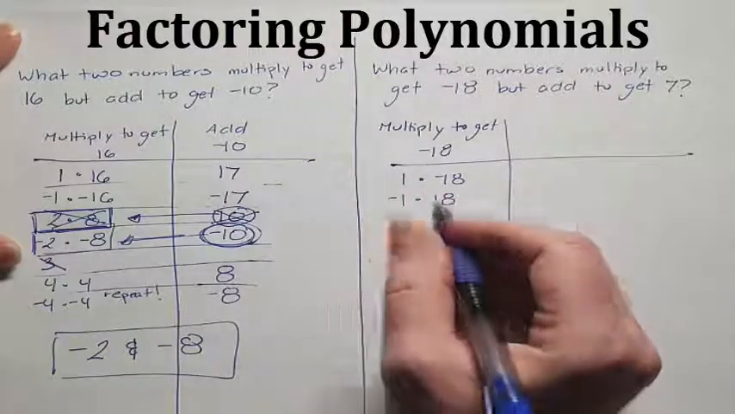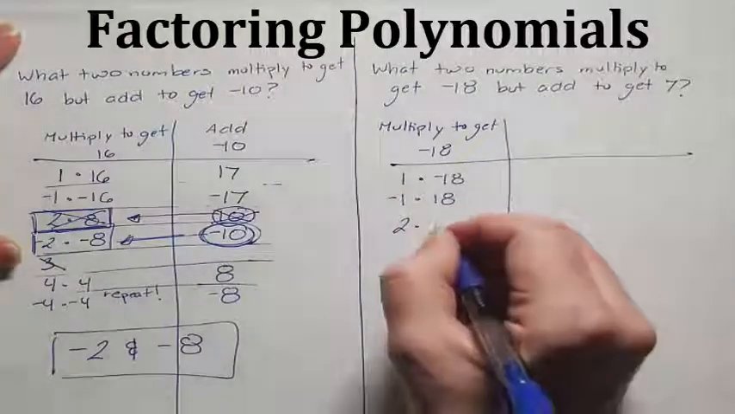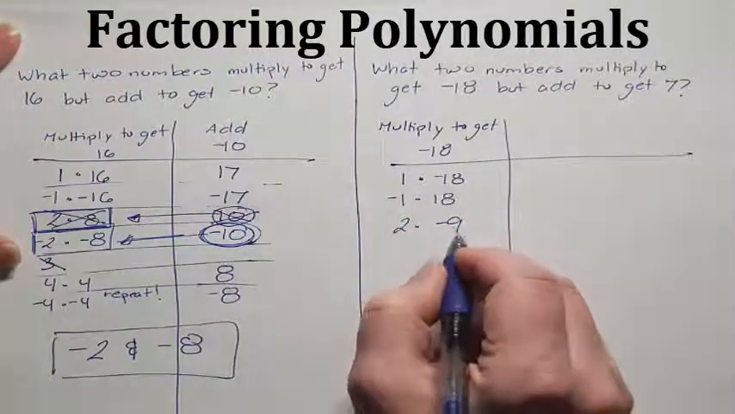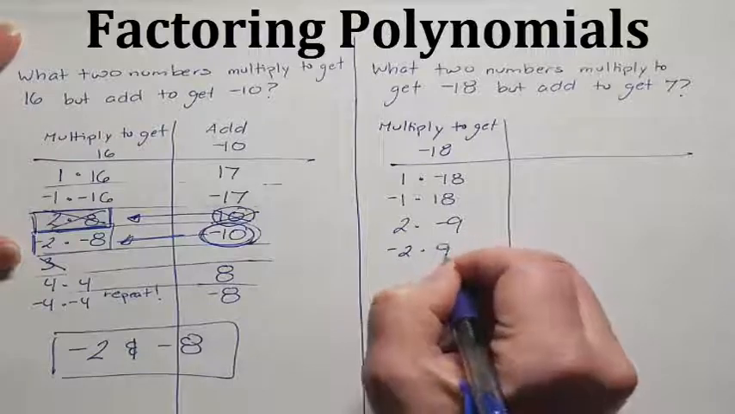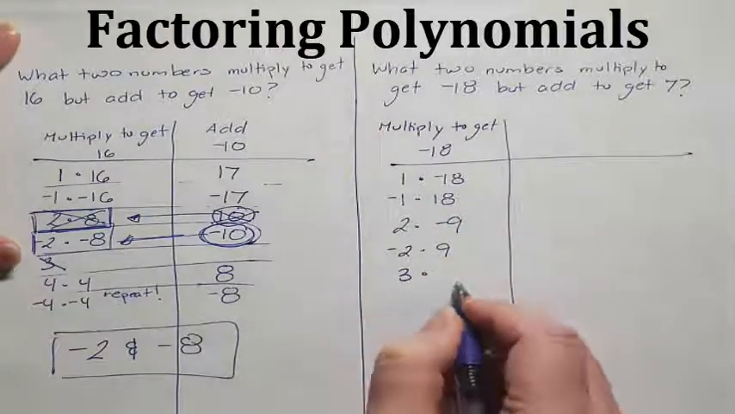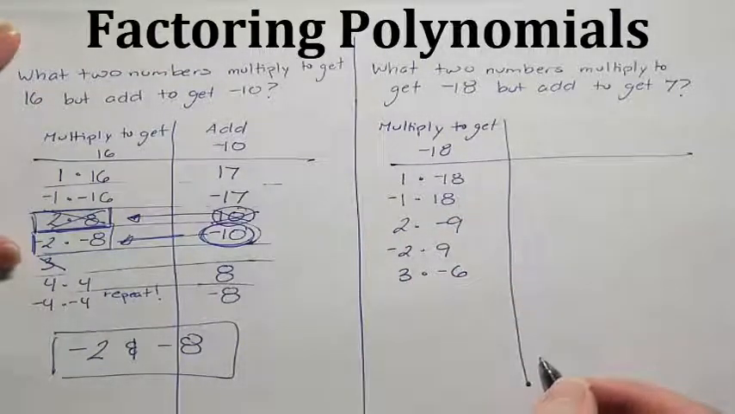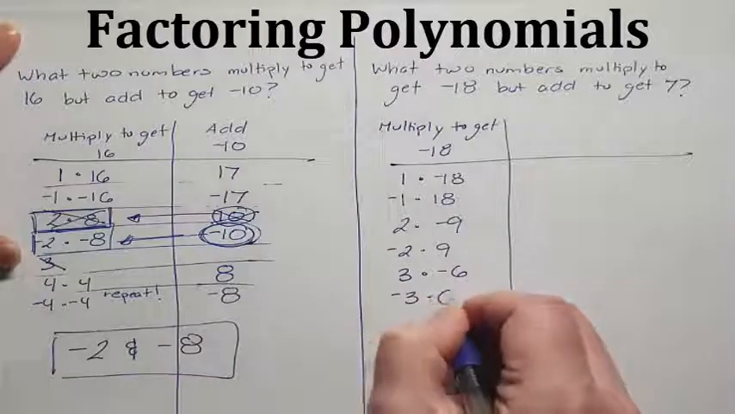So there's my 1s. Now I need to test my 2s. 2 times what gives me a negative 18? It's a negative 9. Well, if that was the 9 being negative, I need one when the 2 was negative. I did my 1s. I've done my 2s. Now 3s. 3 times what gives me a negative 18? Negative 6. So if that was when the 6 was negative, I need when the 3 was also negative.